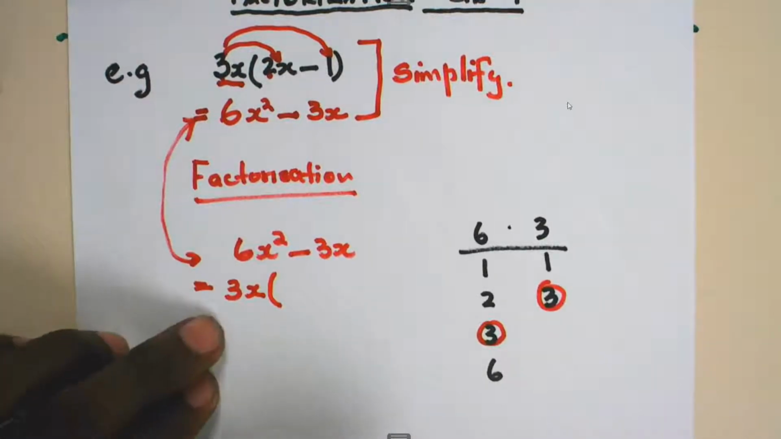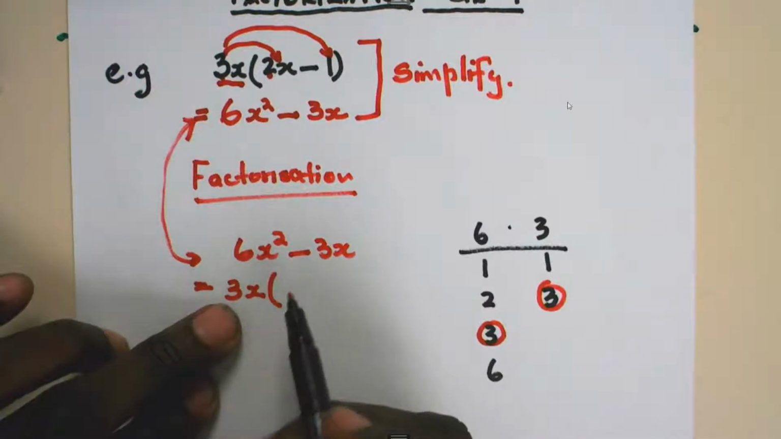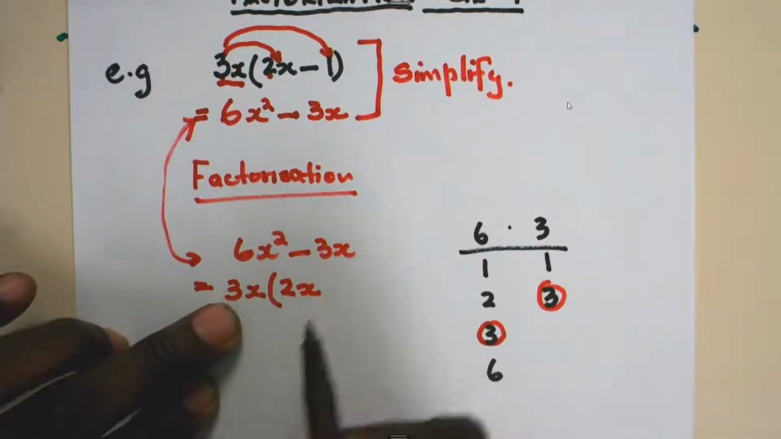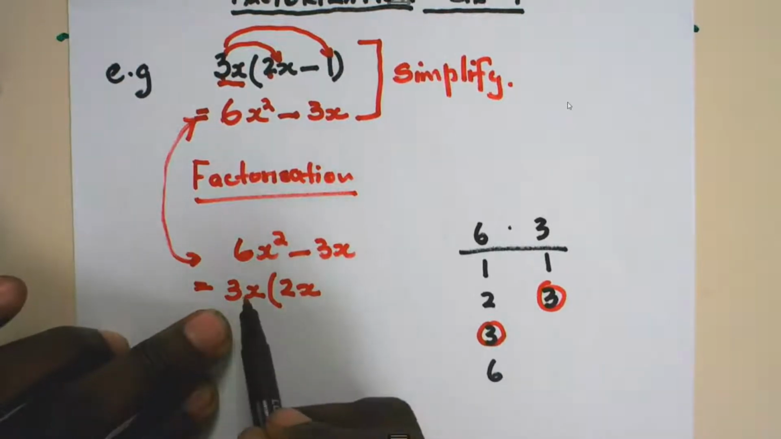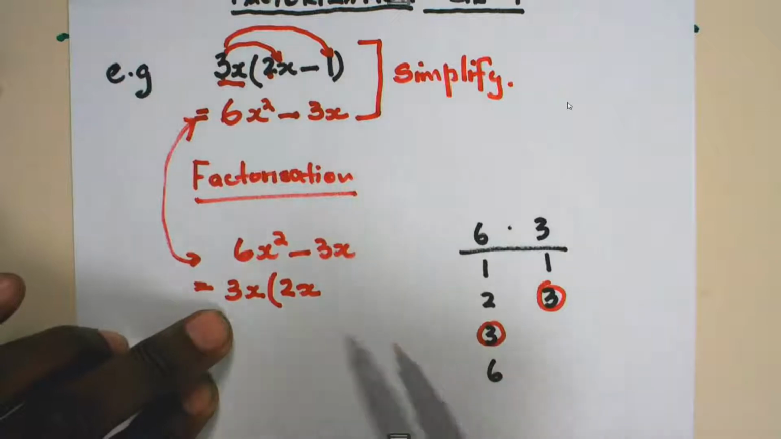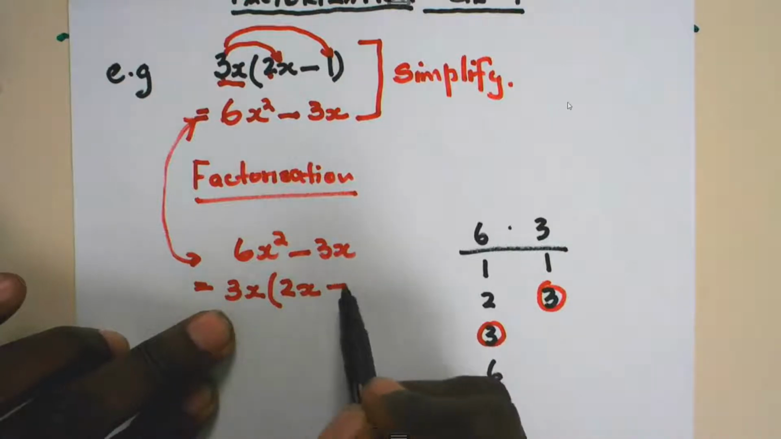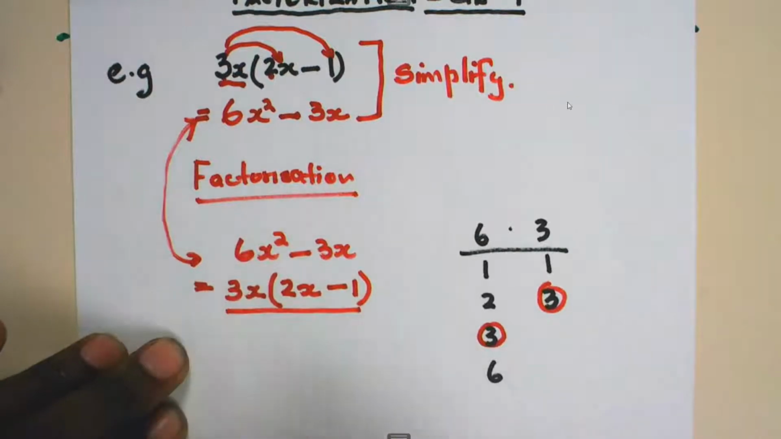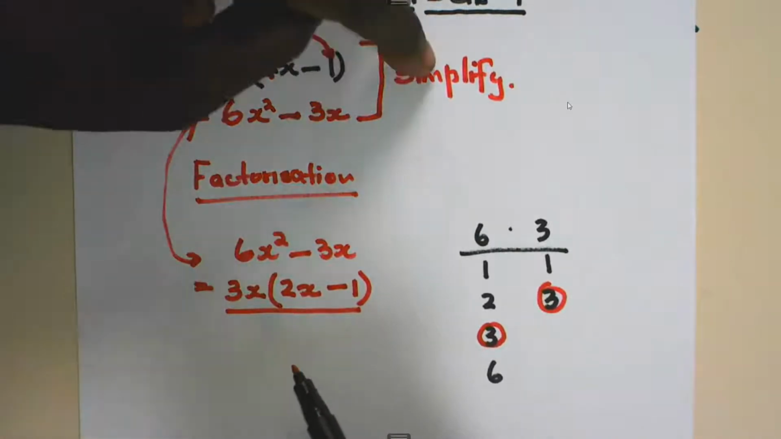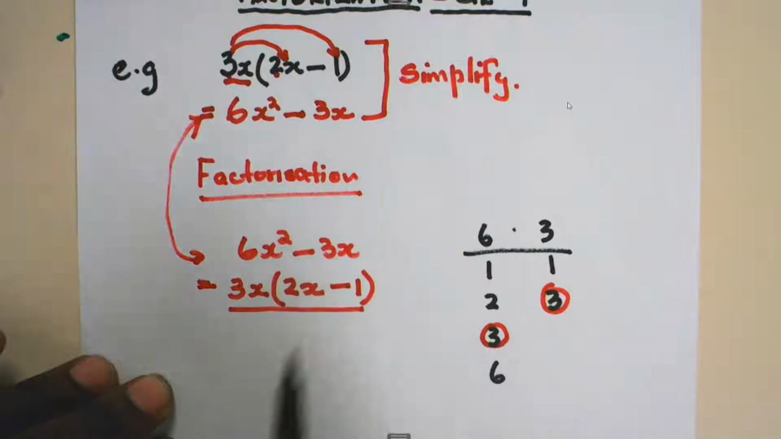Then we ask which term we are supposed to multiply 3x by to get 6x squared. It is 2x. And by how much am I supposed to multiply 3x to get minus 3x? It is minus 1. By so doing, these are the factors of the answer we got from simplifying. This type of factorization is called common factor factorization.